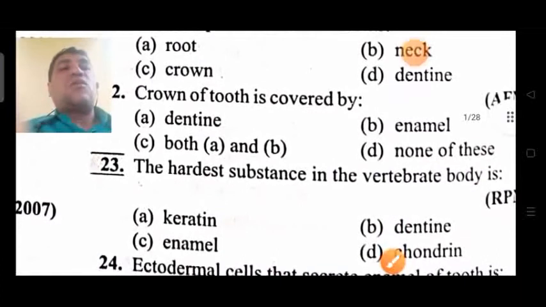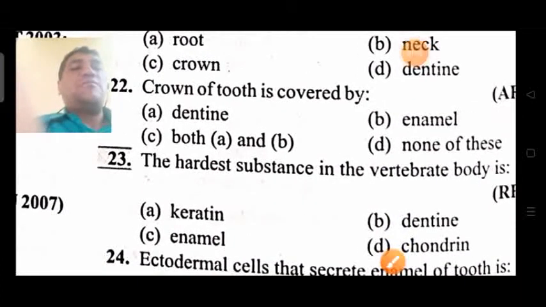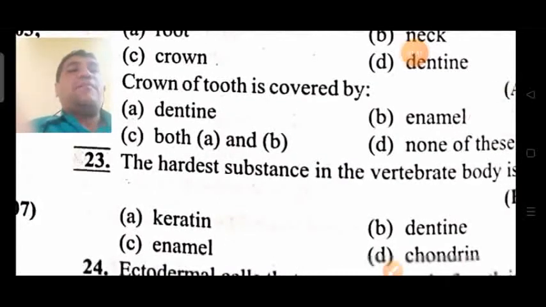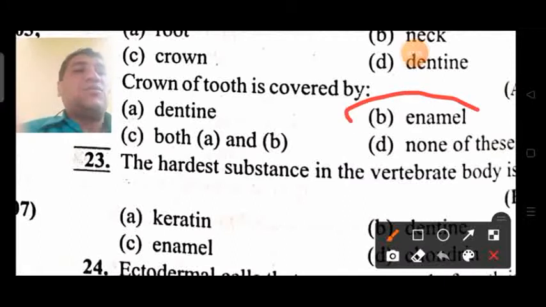Next, crown of tooth is covered by: dentin, enamel, both A and B, none of these. So on to the 22nd question, the crown of the tooth is covered by enamel. Enamel is the outer portion, which gives the coloration to the tooth.